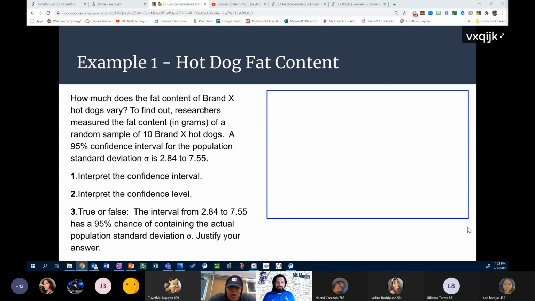And question number 3 is to answer true or false. Is this statement true or false? The interval from 2.84 to 7.55 grams has a 95% chance of containing the actual population standard deviation sigma. Justify your answer. All right, this is not a question for you guys to type answers to. This is an example that I'm going to show you the solutions to so we can get an idea of what we're doing.